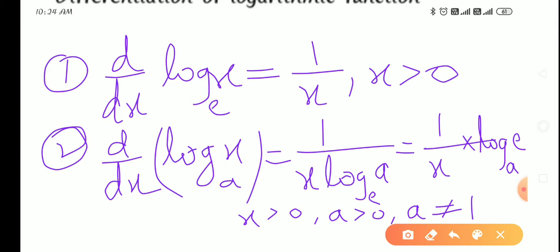Now I am going to take some examples in which you will find differentiation of log functions. Here in place of x some other function will be there. So the chain rule you will apply, which I told you in the last two videos. So now you see some examples.